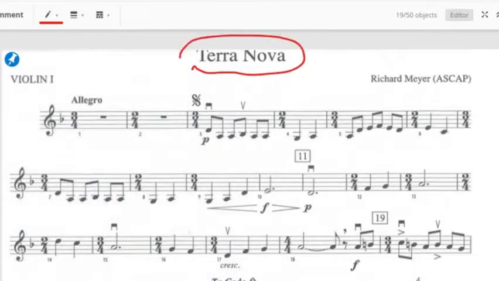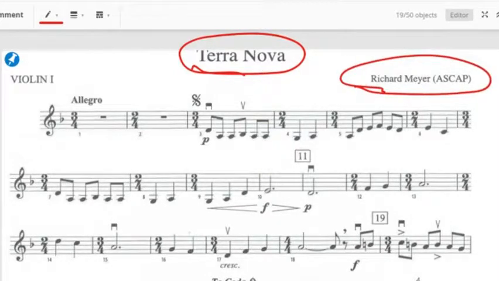Title, composer, instrument part. This is the title of a piece. That's the name the composer gave it. This is where the composer's name goes. In this case, the piece's composer is Richard Meyer. This is the name of the part. This is for violin.